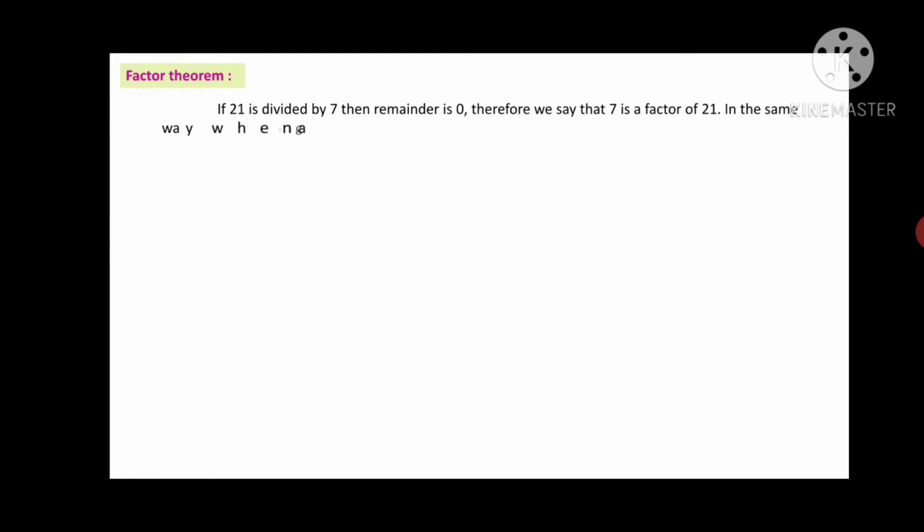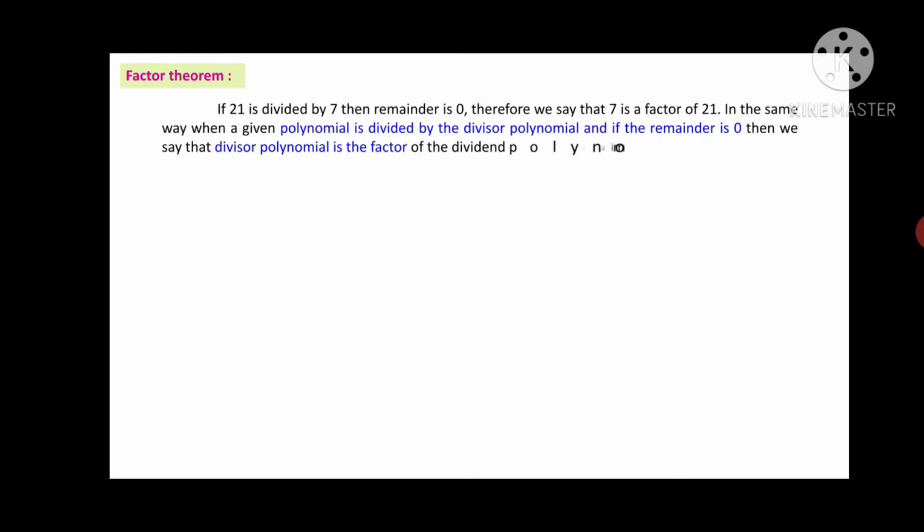Factor theorem: if 21 is divided by 7, then the remainder is 0. Therefore, we say that 7 is a factor of 21. In the same way, when a given polynomial is divided by a divisor polynomial and the remainder is 0, then we say that the divisor polynomial is a factor of the dividend polynomial.